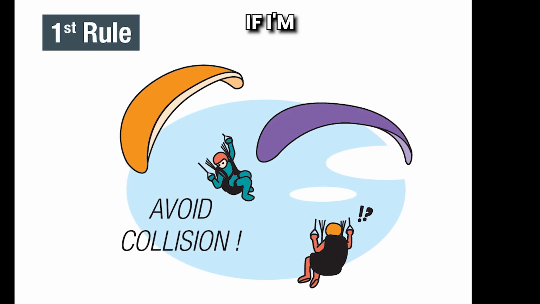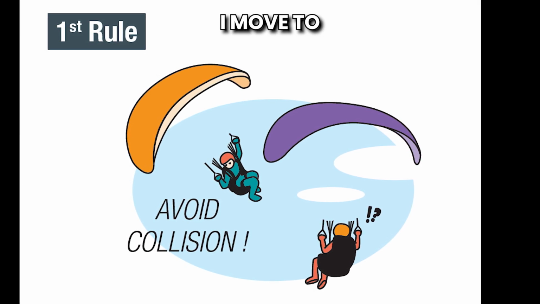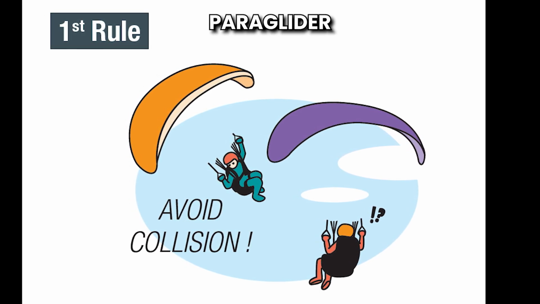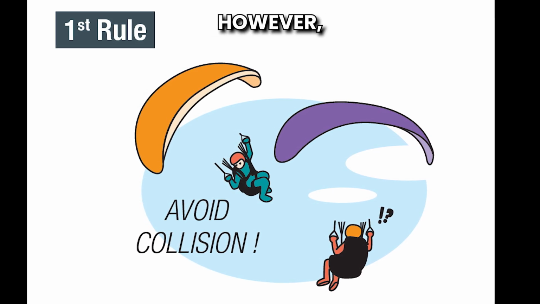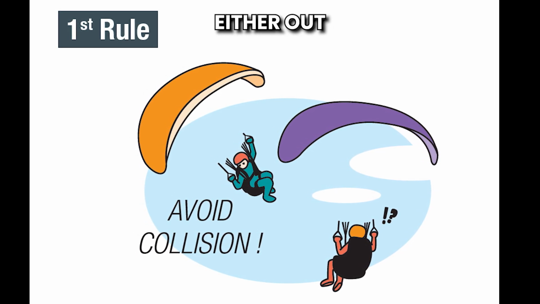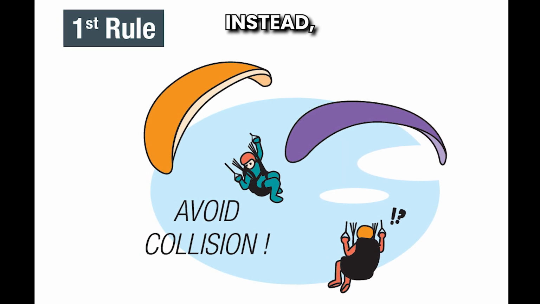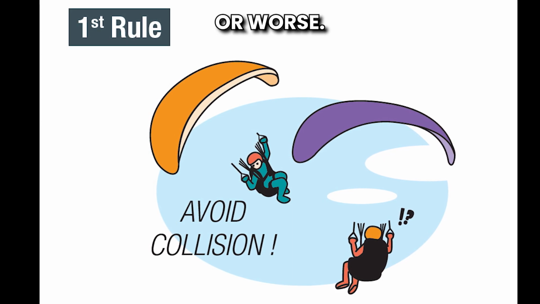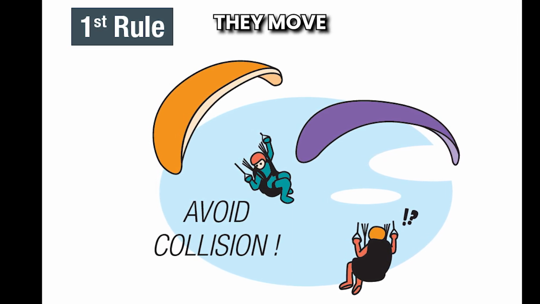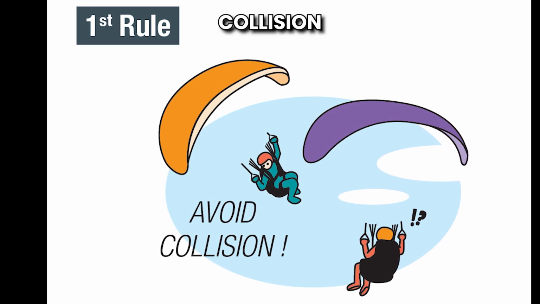That means if I'm flying in one direction and there's another paraglider flying toward me, I move to my right, and the other paraglider moves to their right, keeping a safe distance between us. However, sometimes pilots, either out of ignorance or distraction, don't follow this rule. Instead, they maintain their course towards us, or worse, if I move to my right, they move to their left, which leads both of us directly into a collision path.